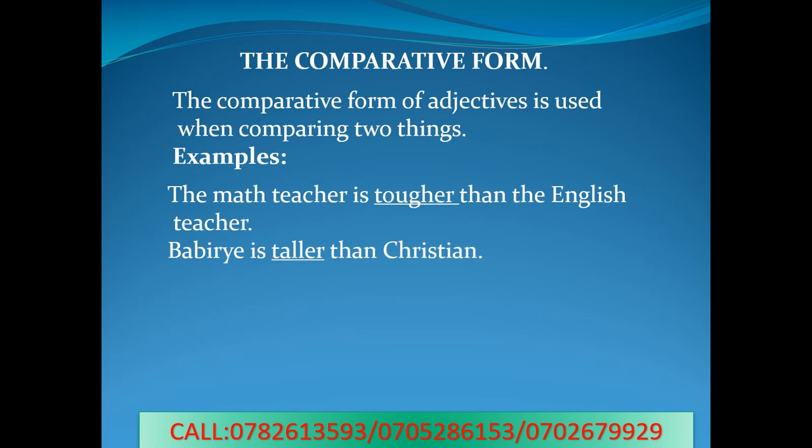Babide is taller than Christian, meaning that we are comparing two people, Babide and Christian, and we realized that Babide is taller than Christian. Our other example: this mango is sweeter than that one. You can see that we are looking at comparison, two things being compared. We have two mangoes where one is being compared to the other, that this one is sweeter than the other one.